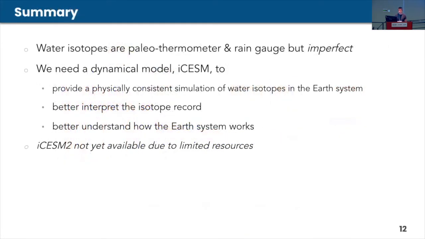And now a summary: isotopes are paleothermometer and rain gauge, but by no means are they perfect. That's why we need a dynamic model like ICSM to help us better interpret the record and better understand how the Earth system works. Finally, I will leave you with a note that the isotope capability only exists in CESM1, and CESM2 is not yet available due to limited resources.